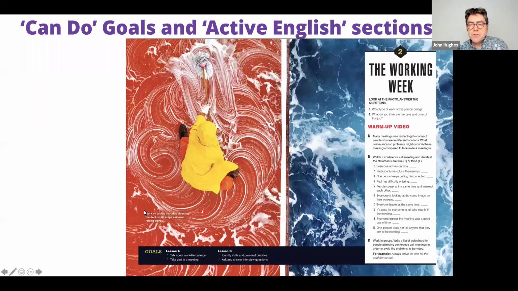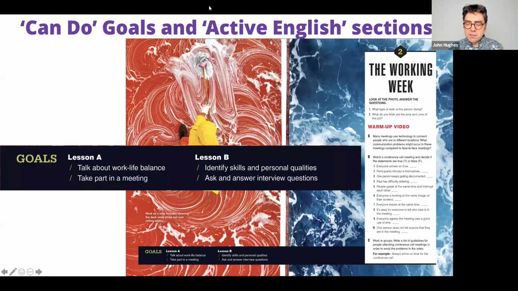Okay, so what I've got here for you is the opening pages from a unit of WorldLink. It's unit 2, called The Working Week. It's to introduce students to some of the vocabulary they'll need for talking about the world of work, either because they're young adults or older teenagers who haven't started working yet, but will need the English in order to do that.